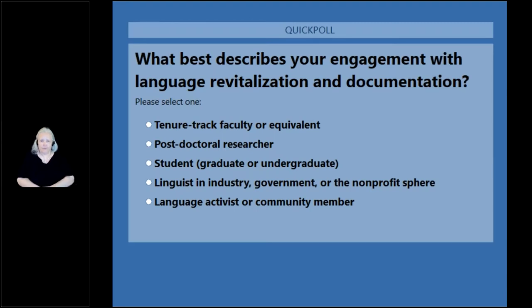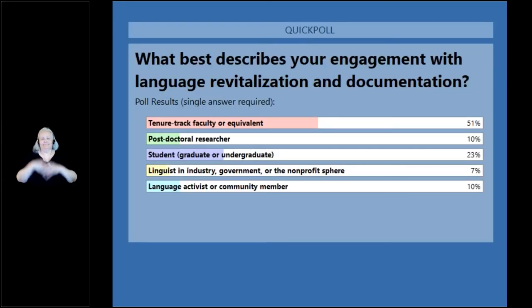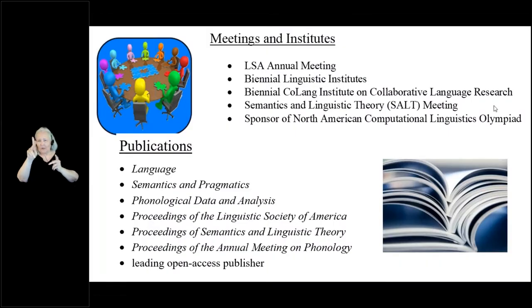Okay, we'll keep it open for a few more seconds. All right, I'll go ahead and close it now. And going to share the results with everybody. Can you see the results? I think everybody can see the results. Okay, so just over half of you are tenure track faculty or the equivalent, 10% postdocs, 25% students. These are all rough percentages. Mostly 7% linguists in industry, government, or the nonprofit sector, and 10% of you are language activists or community members. Okay, we can go ahead and hide that.